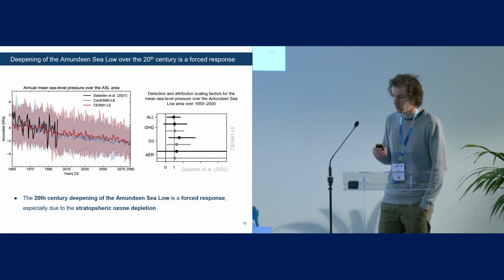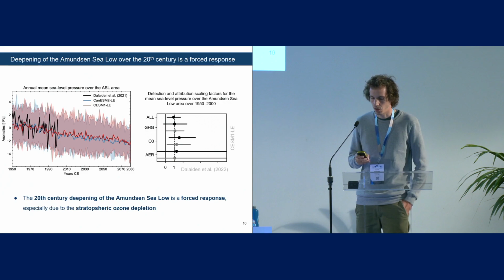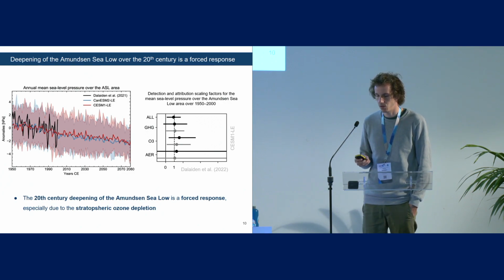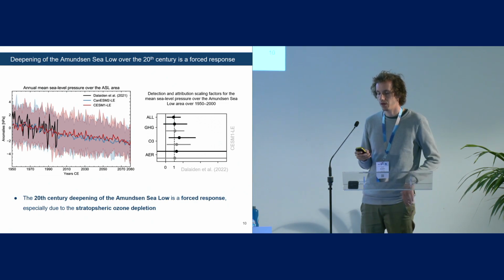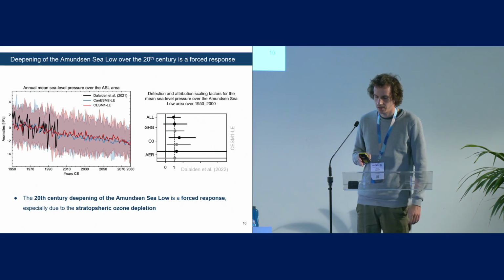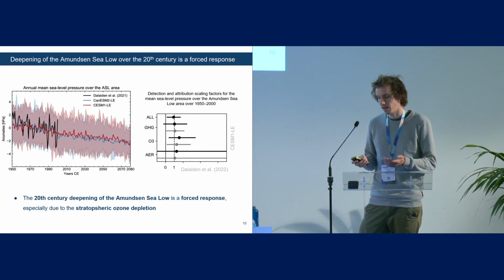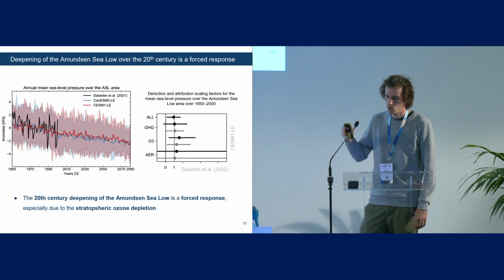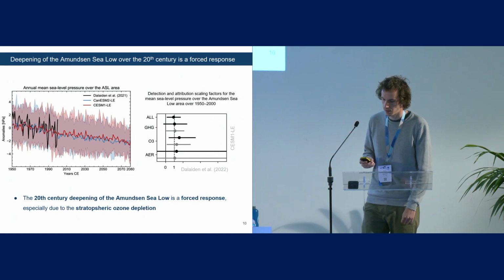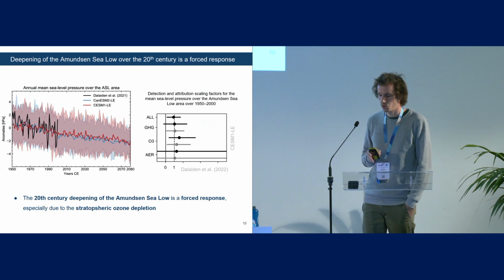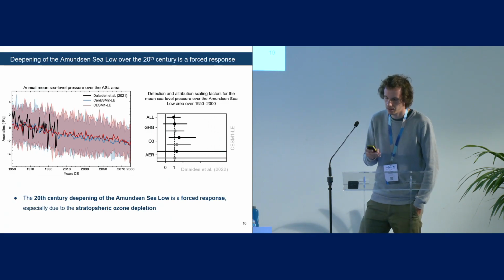So it suggests that the trend is a forced response. And to look at more details, on the right, you can find the scaling factor for the different forcings. So how you have to interpret these results: when the scaling factor doesn't cross the zero line, the continuous line, it means that we can attribute the observed changes to this specific forcing. For instance, for the greenhouse gas forcing, the scaling factor for this specific forcing is in black, while the gray is all the forcing except this forcing.